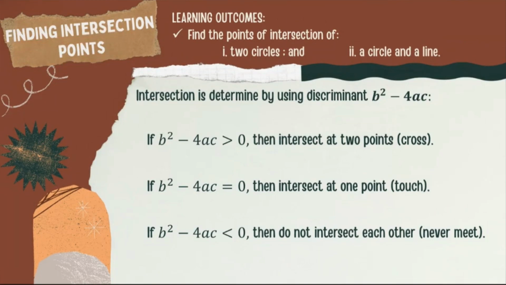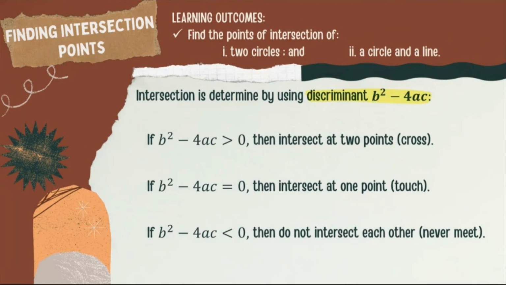Okay, so the learning outcomes for points of intersection will be, we are going to find the intersection points between two circles and a circle and a line. Okay, so untuk dapatkan intersection point, so for circle, kita akan gunakan discriminant where b squared minus 4ac. So kita nak apply benda ni lah. Kita akan gunakan discriminant untuk tentukan sama ada dia ada intersection ataupun tidak.